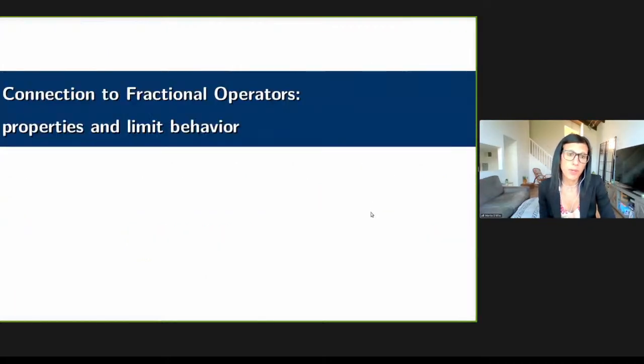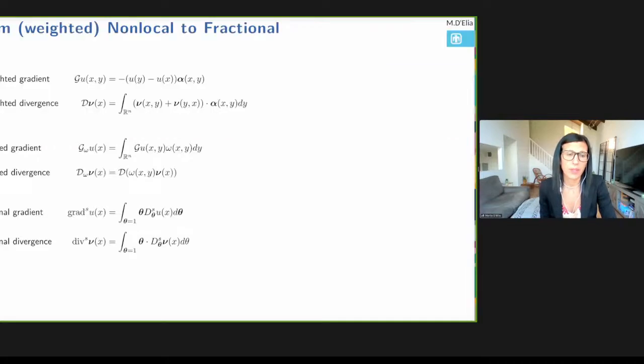Now I'm going to focus on the connection between non-local operators, in particular weighted non-local operators, and fractional operators. Just to give you an idea of the objects we're dealing with, these are non-local unweighted gradient and divergence. Actually, the non-local vector calculus starts from the definition of a non-local divergence. And then you can prove that this is the negative adjoint of this operator. Note that the gradient here in the unweighted case is a two-point function.